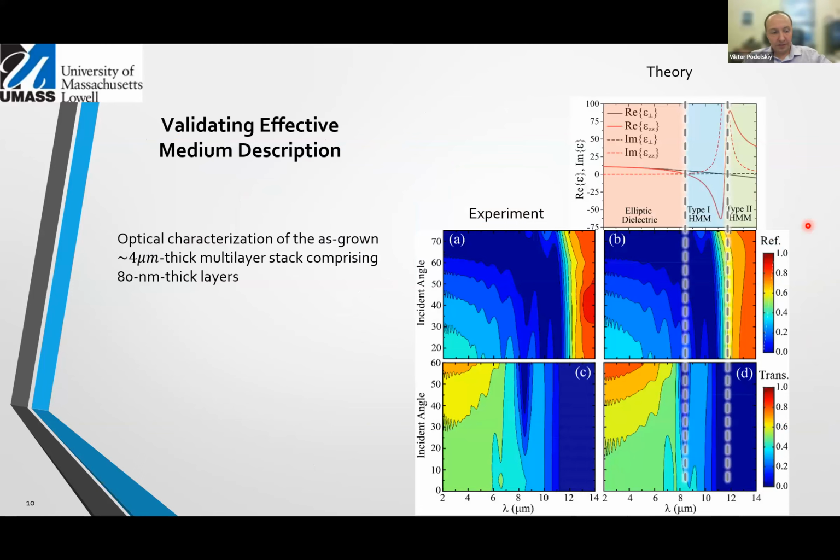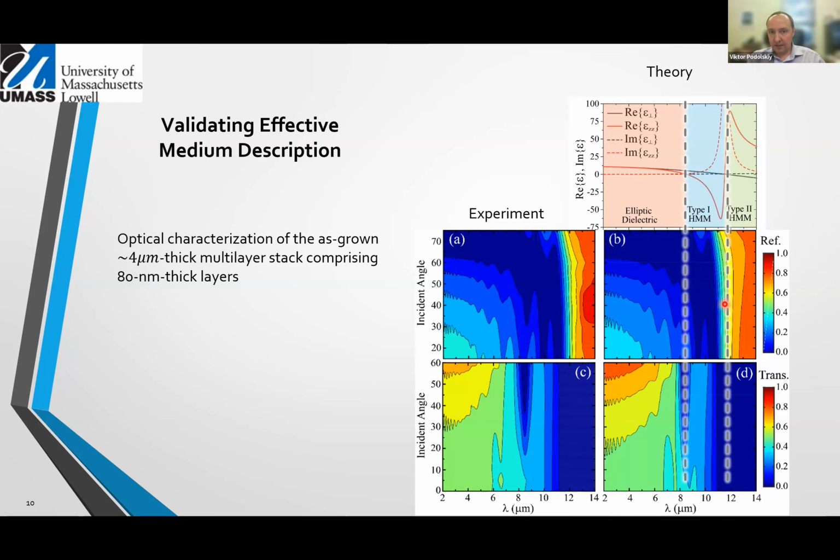So to demonstrate that this is not just some sort of theoretical simulations, that this indeed can be observed in experiments, I want to show you the comparison of reflectivity and transmission of these multi-layer composites between the experimental results and theoretical predictions. You can see that the results match very well. And you can also see that these transitions from dielectric response to different hyperbolic regimes are associated with well-defined features in both transmission and in reflection here.